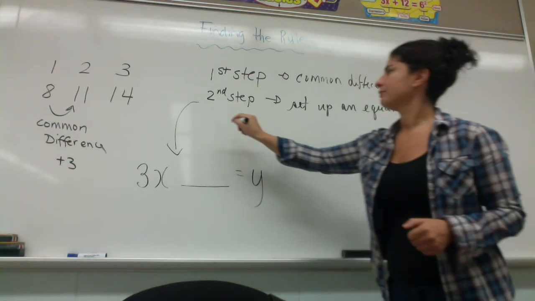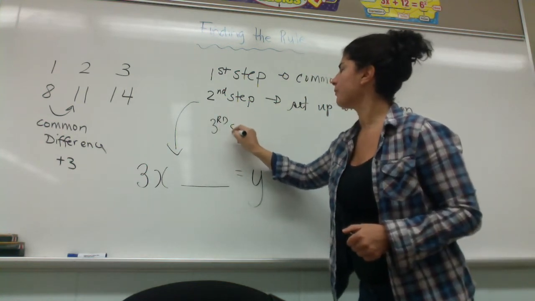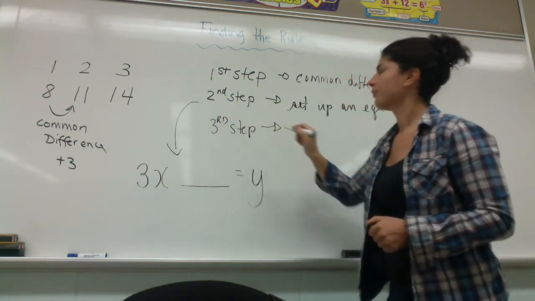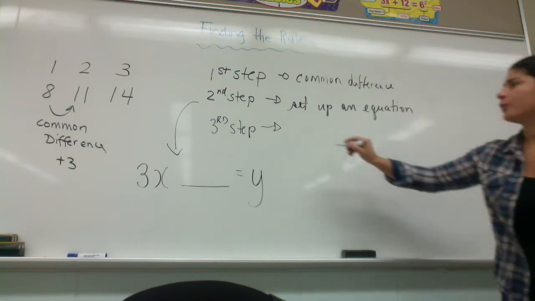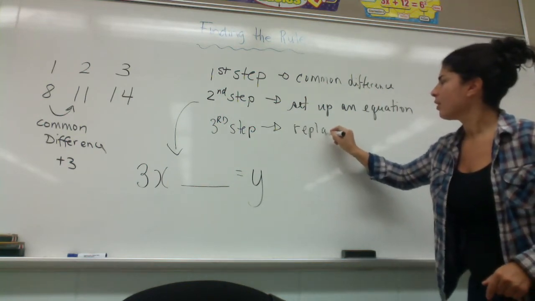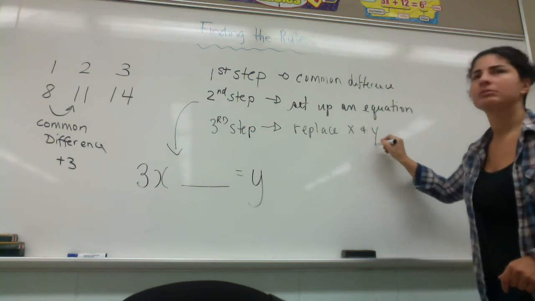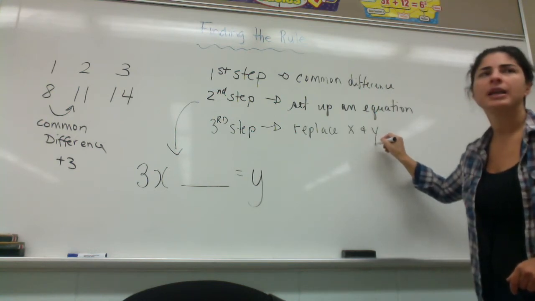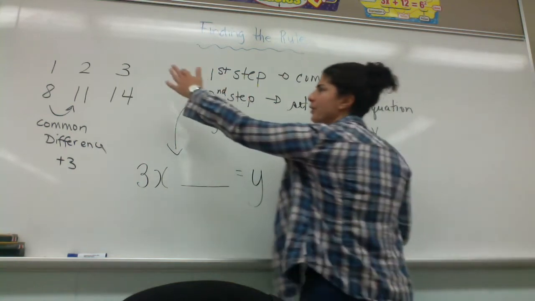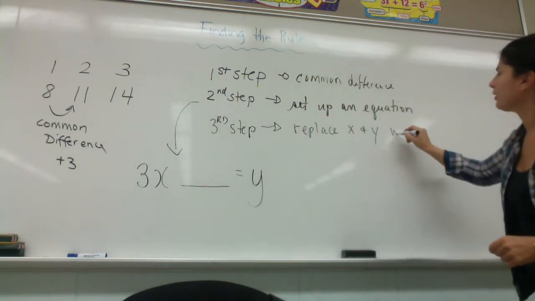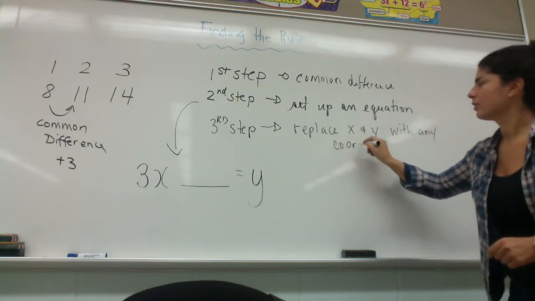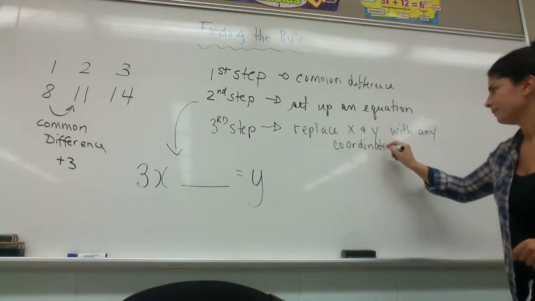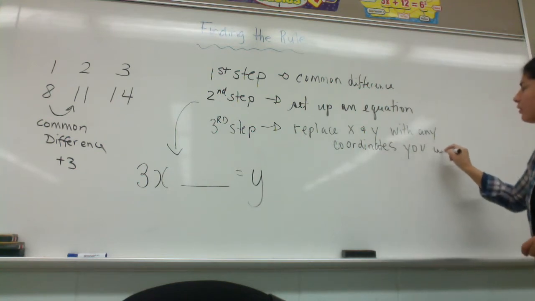Third step. What do we do on the third step? What am I going to do? Replace, evaluate, whatever words you want to use. Replace x and y with any of the coordinates you see there. With any coordinates you wish. See? You get a wish today.